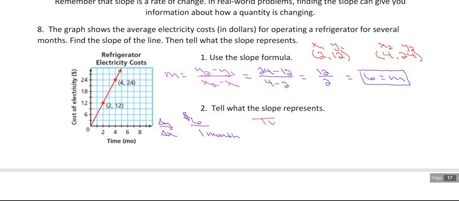Okay, so the refrigerator costs $6 per month to run. Okay, so the electricity bill, $6 of it is a direct result of running the refrigerator. Okay, so throw those axes labels on and then interpret. Okay, so kind of reword it and write a sentence.